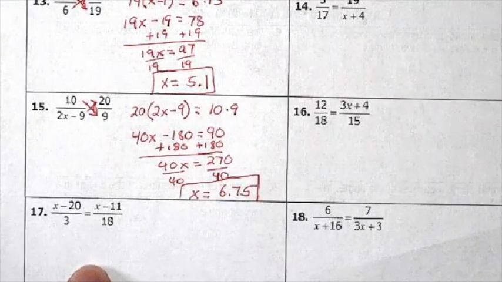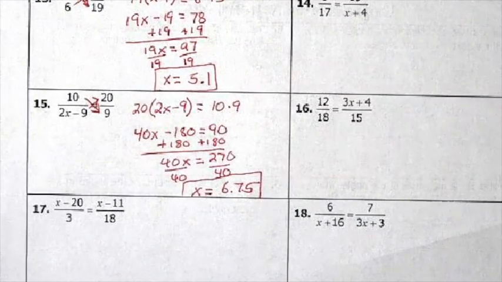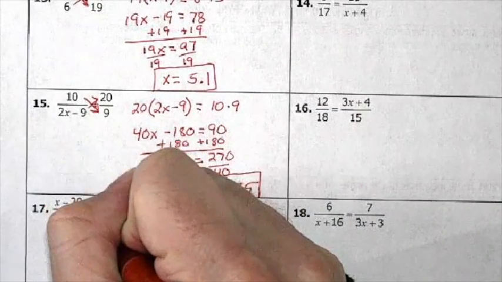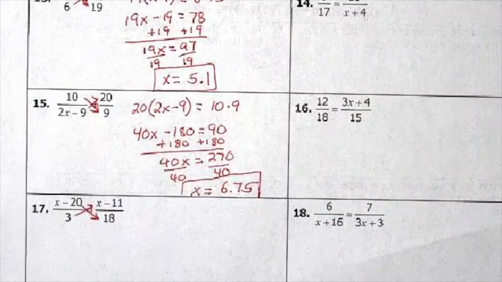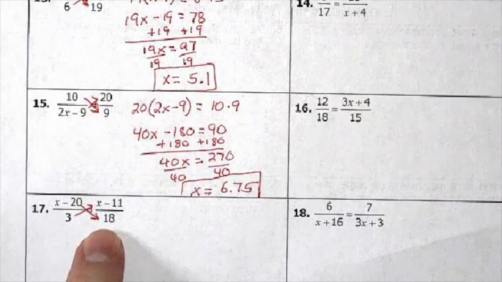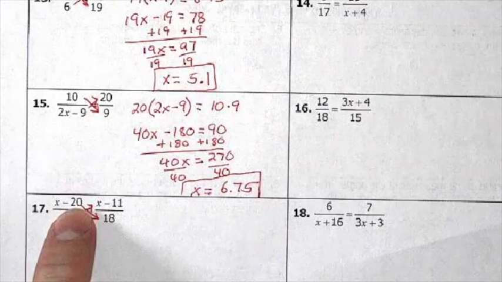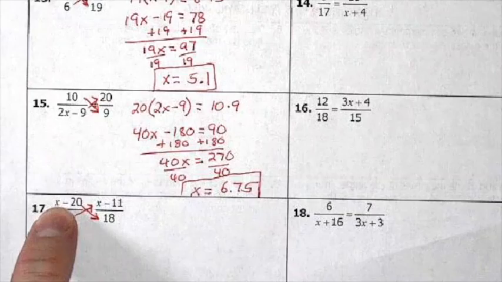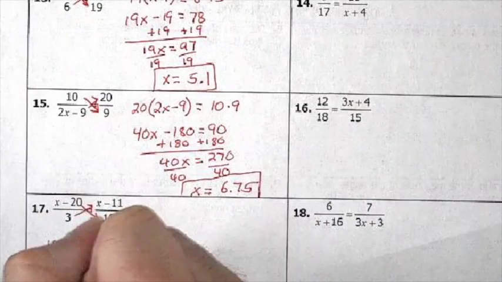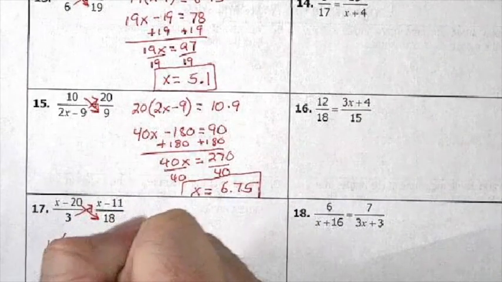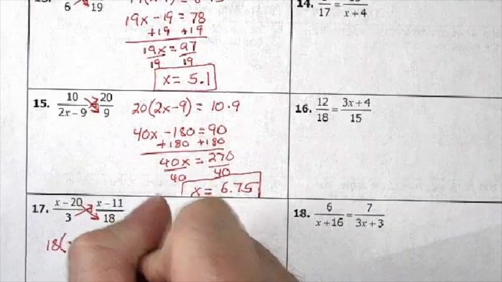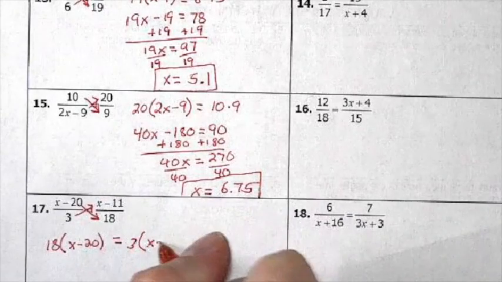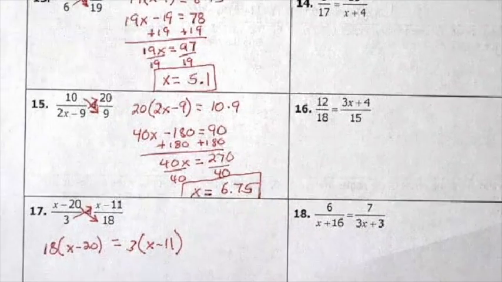All right, so the last one I'm going to do is number 17. And it looks even more different than the other two, but we're going to solve it the same way. We're going to cross multiply. This time both sides have x's, so we need to be careful. I need to multiply 18 by x minus 20. So 18 is going to get multiplied by everything on the top of that fraction. So I'm going to write down 18 and then just put x minus 20 in parentheses is equal to 3 times x minus 11.